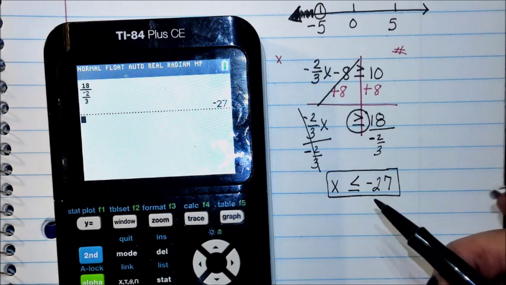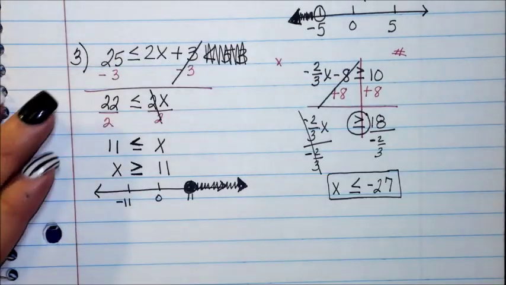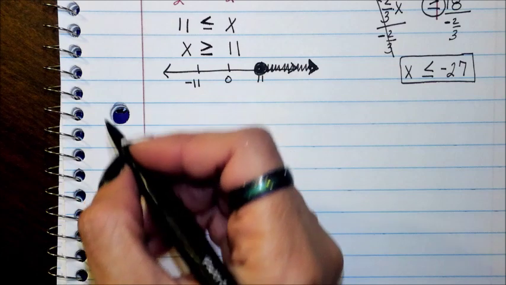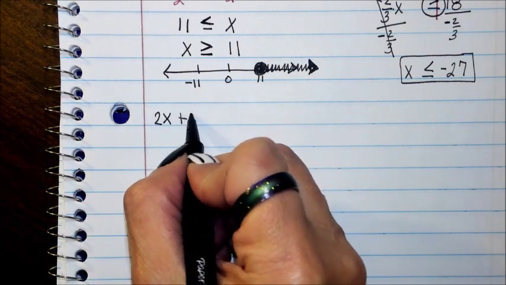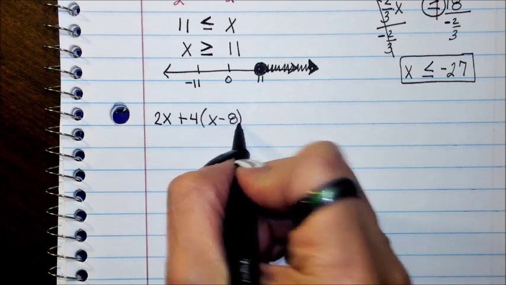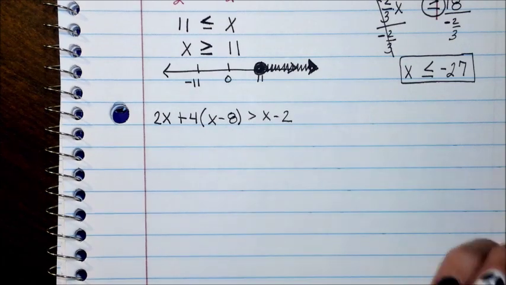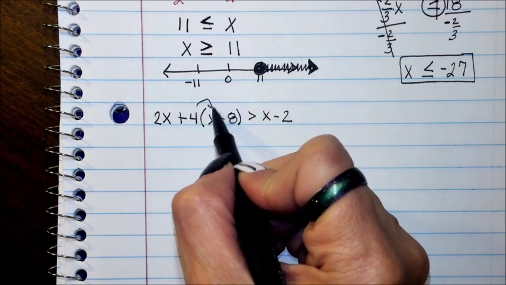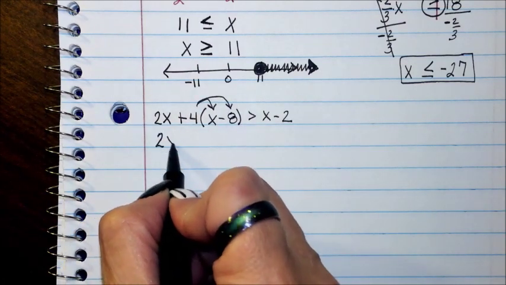Okay, now the other one, where was it? Oh, it was just another problem. It says 2x plus 4 parentheses x minus 8 is greater than x minus 2. It's just another problem. We're just going to work it. We're not really doing the compound inequalities the way they wanted us to.